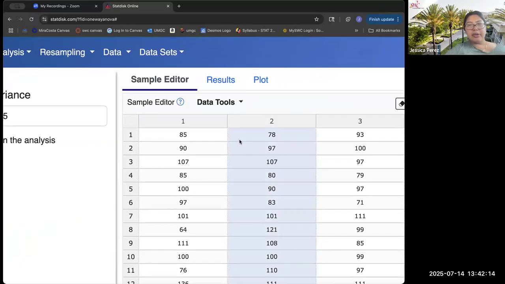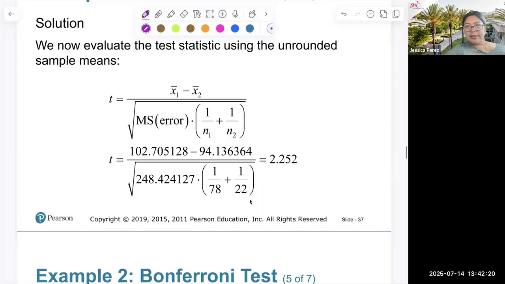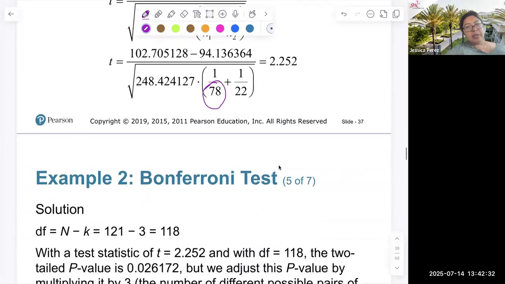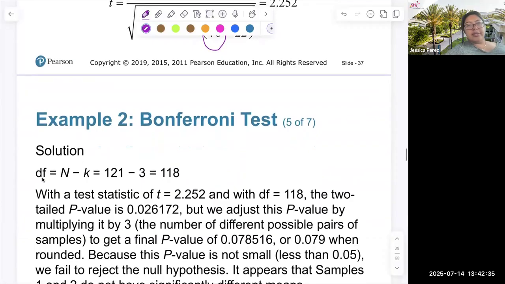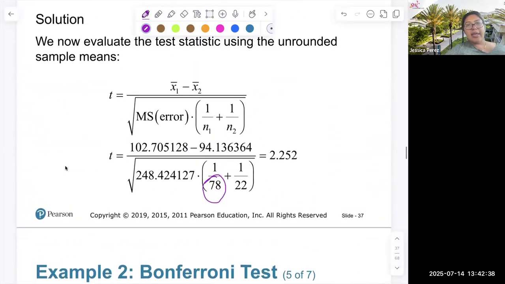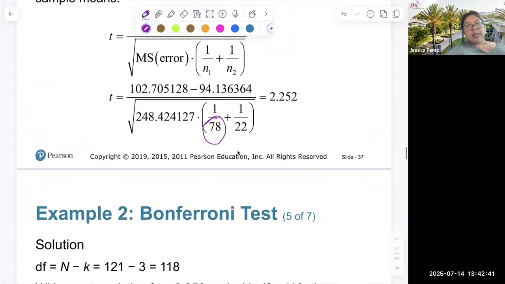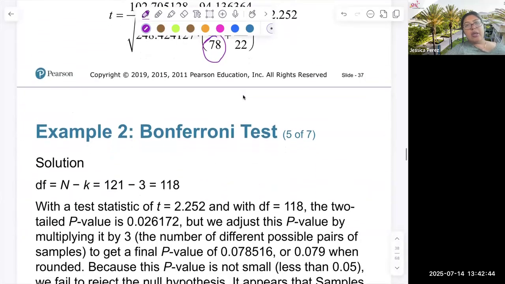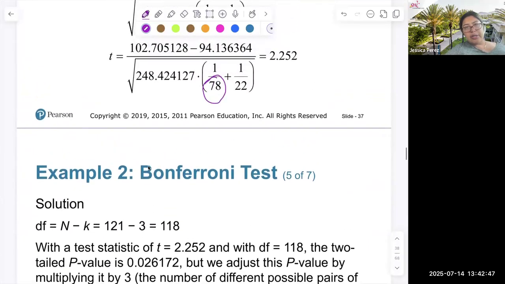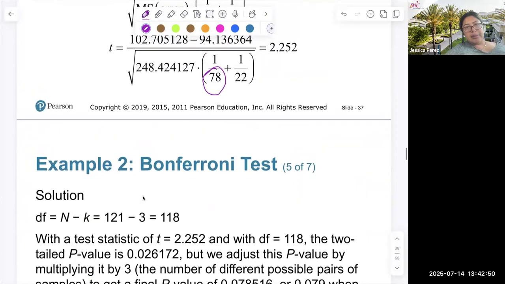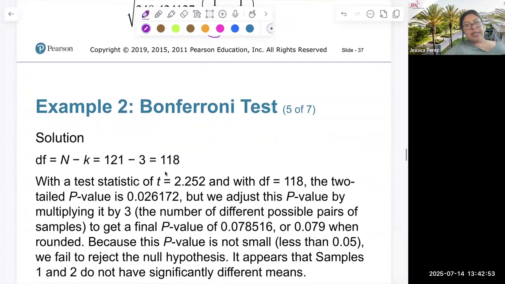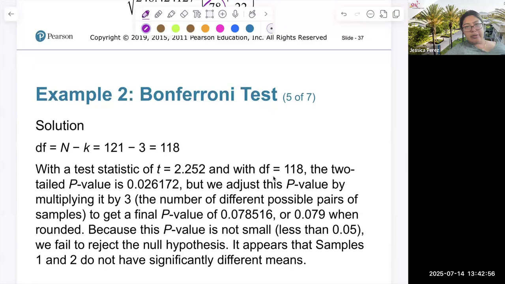The value of N1 and N2. So what's the value of N1? There's 78 total values. How many N2? There's 22. We could plug this in our calculator to obtain 2.252. Then we're going to look at the degrees of freedom, which is the total value of N. N is the sum of N1 plus N2. So 78 plus 22, 121 minus 3. Our K is 3 because there's 3 populations. So we get 118. There's our test statistic. There's our degrees of freedom.